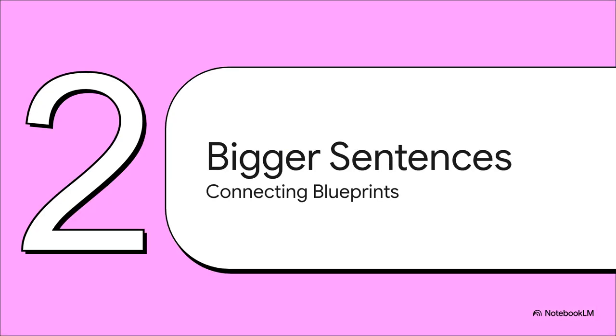All right, Section 2 is all about building bigger sentences by connecting our blueprints. So, once you've got that basic SVO block down, you can start putting them together to build bigger, way more interesting stuff. It's kind of like snapping together Lego bricks to build a whole castle. Let's see how it works.